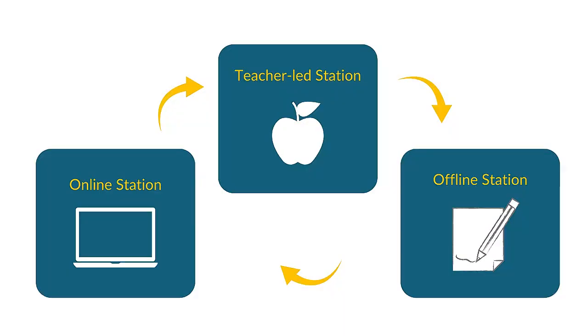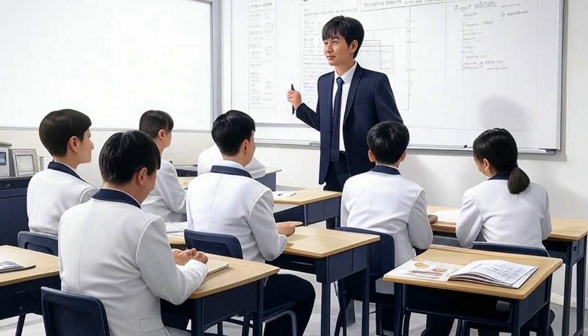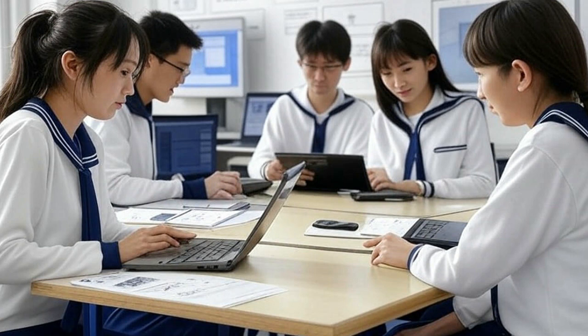In a station rotation model, we have the teacher-led station, the online station, and the offline station. In the teacher-led station, the teacher, just like in a conventional school, gives direct face-to-face instruction and also provides explanations of concepts. In the online station, the learners may play videos, take quizzes, or have interactive exercises with their tablet. And then the last one is the collaborative or offline station, where they may take a group activity.